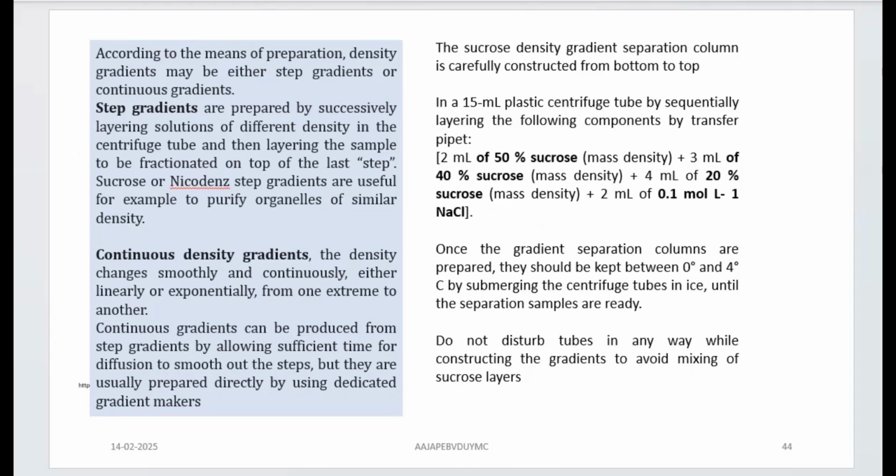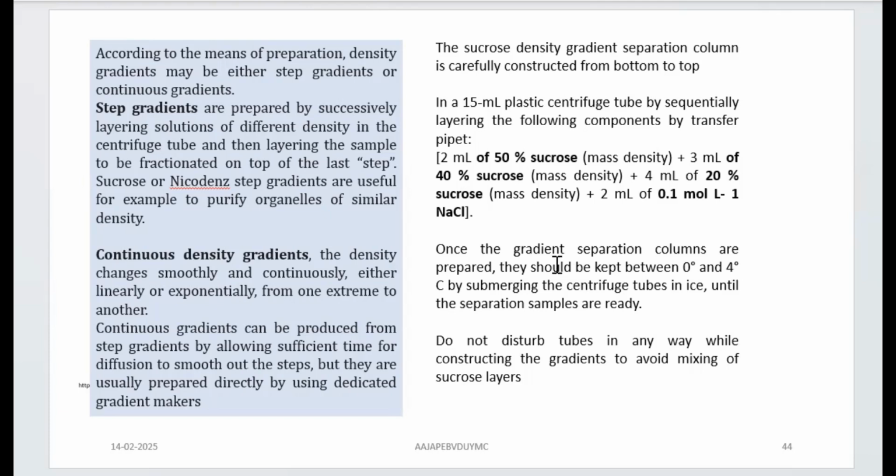Now the concern is when such tubes are filled with gradient material, maybe sucrose, maybe Ficoll, maybe cesium chloride. Of course, the selection of the gradient material is also important. But at the same time, when we say gradient, there are 2 types. Either it is a step gradient or it is a continuous linear gradient. When I say step gradient, that means you layer solutions of different density in a centrifuge tube. On the slide, you have 50% sucrose, then 40% sucrose, 20% sucrose. Like that, the concentrations are reducing.